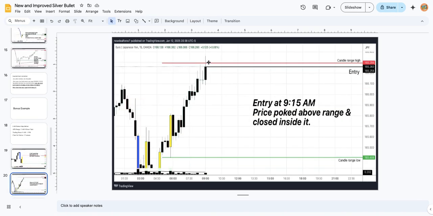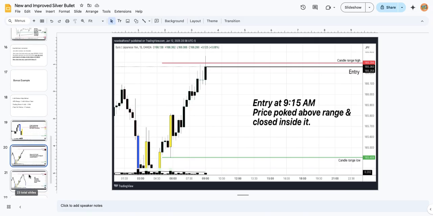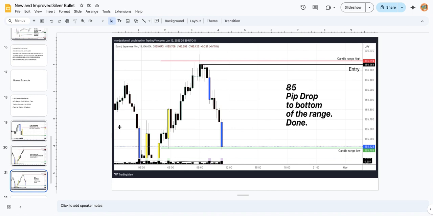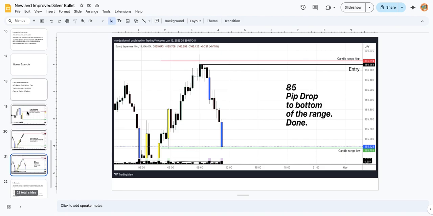There we go. At 9:15, price poked above the range and closed back inside of it. That's all you need to see for an entry. A poke above and a close below. You see that, you're in. 85 pip drop to the bottom. Done. A child could trade this.